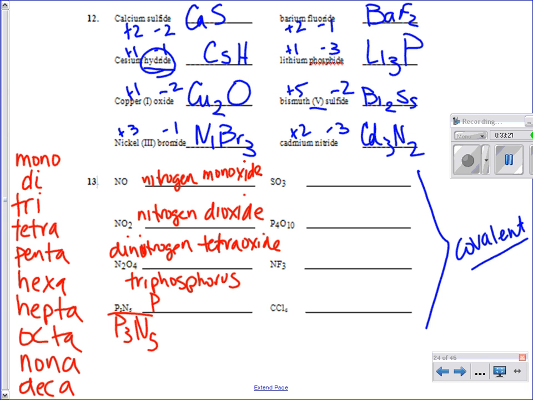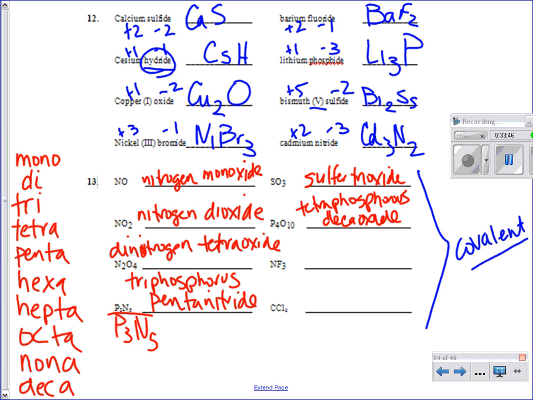Triphosphorus pentanitride. Up to the top of the next row, column. Sulfur trioxide. Next, tetraphosphorus decaoxide or decoxide. Nitrogen trifluoride. Carbon tetrachloride.